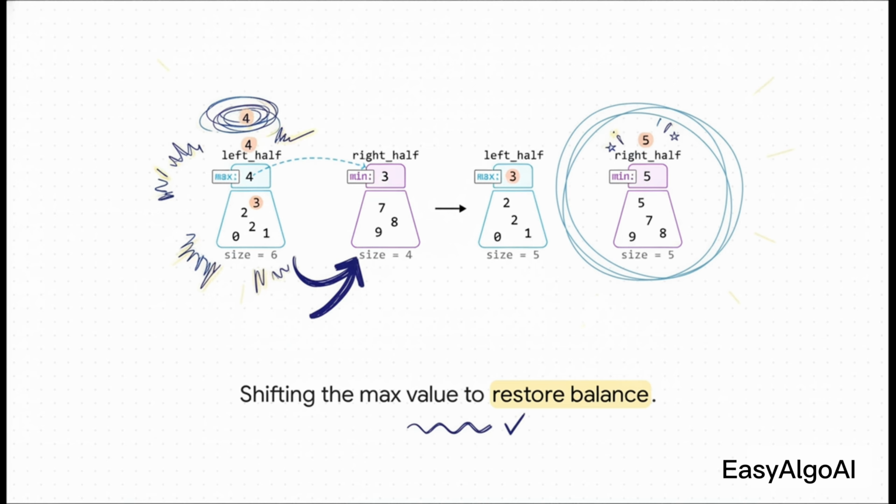We take the top element from that overloaded left heap, the 4, and we just toss it over to the right min heap. Boom! Instantly, the left heap settles back down to a size of 5, with its new max being 3. The right heap grows to a size of 5, and its new min is 4. The rules are restored, and our heaps are perfectly primed to hand us the median again.